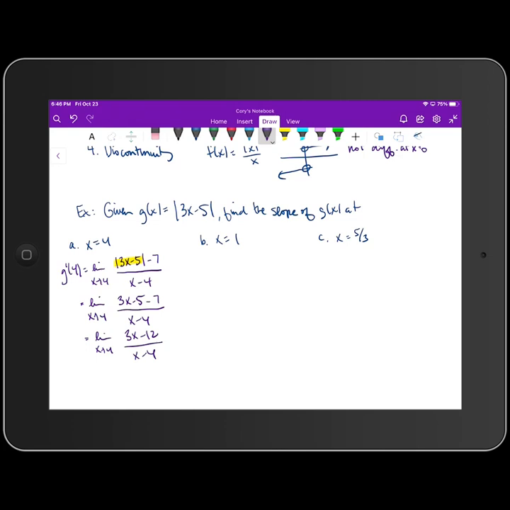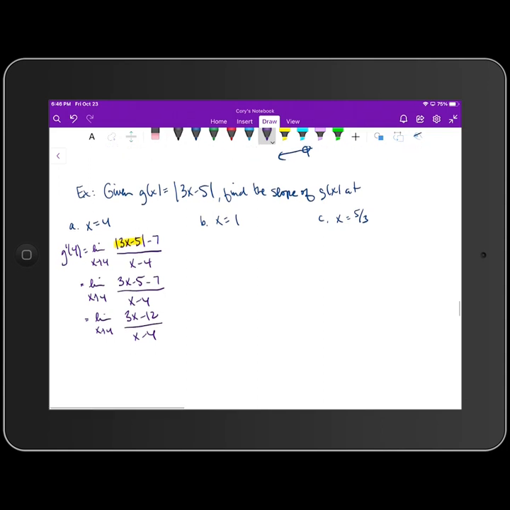Now, if I try using direct substitution here, we get 12 minus 12, which is 0, over 4 minus 4, which is 0, which means I should be able to factor this. So if I factor a 3 out, that's 3 times the quantity x minus 4 over x minus 4. I can eliminate those factors, and we find that that limit is equal to 3, which means the slope of our graph is equal to 3.